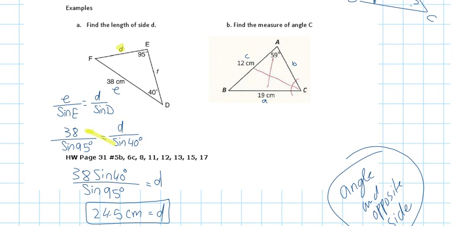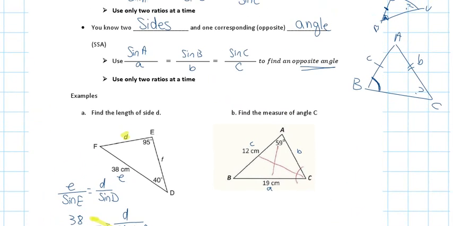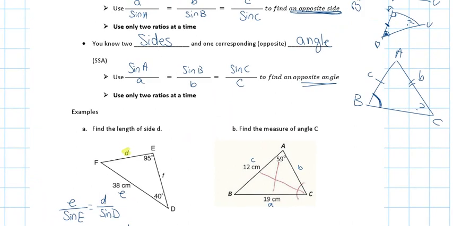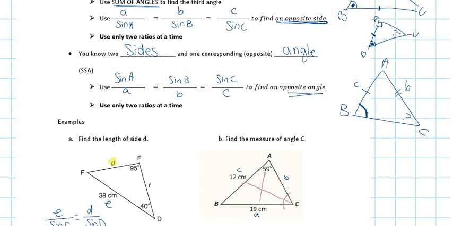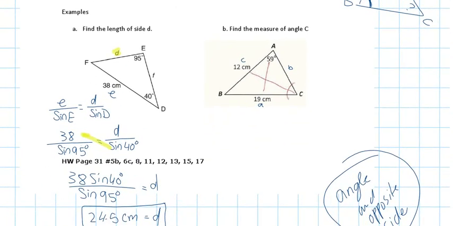Then which ratios am I going to use? So I'm going to have to use A and C. And why did you pick this formula and not the top formula? Because I'm looking for an angle. I'm looking for angle C, so I'm going to have to use this formula right here. So, sine A over A equals sine C over C.